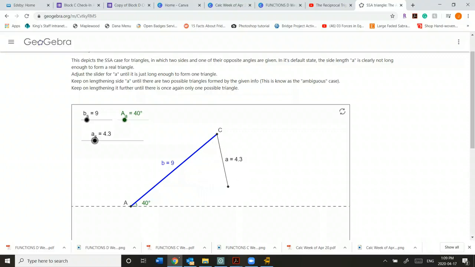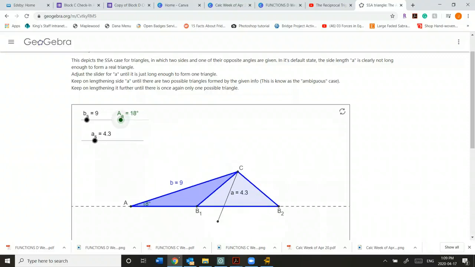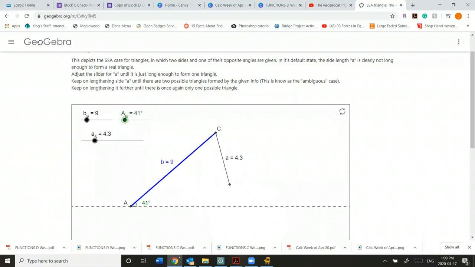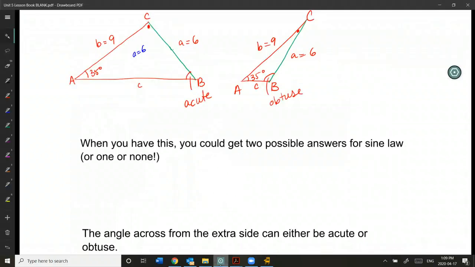Now, if the angle is small enough, I can create a triangle, but if the angle is too big, it's actually possible that I won't be able to create a triangle that fits these certain measurements. So I'm going to show you the mathematical way that we can confirm this in this lesson.